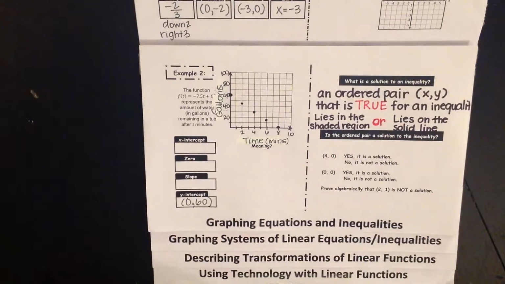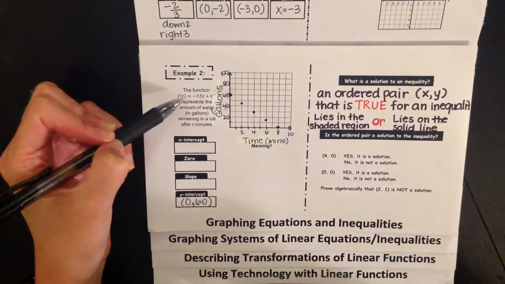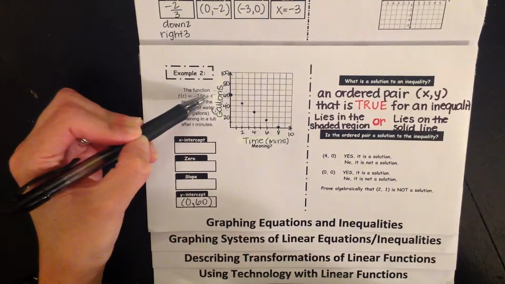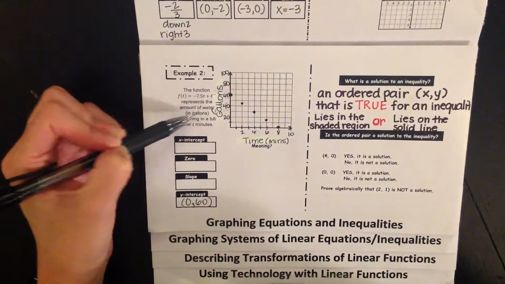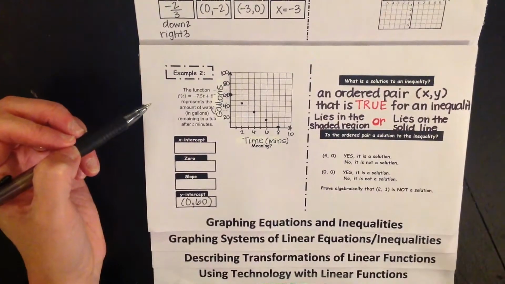Okay, so we're going to look at example 2. We have the function f of t is equal to negative 7.5 times t plus 60, which represents the amount of water in gallons remaining in a tub after t minutes.